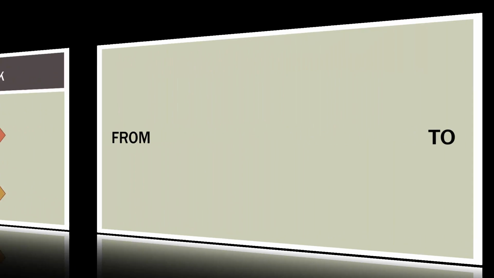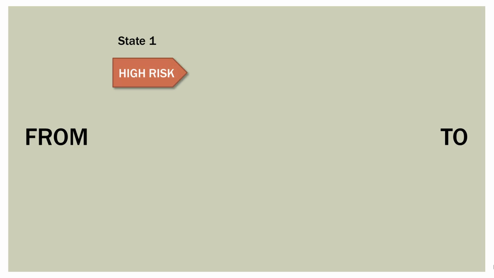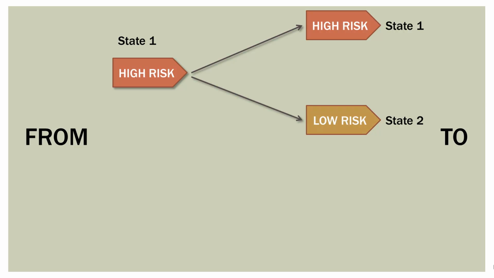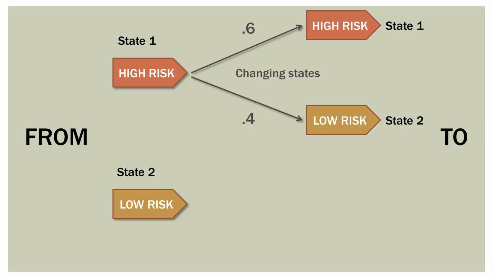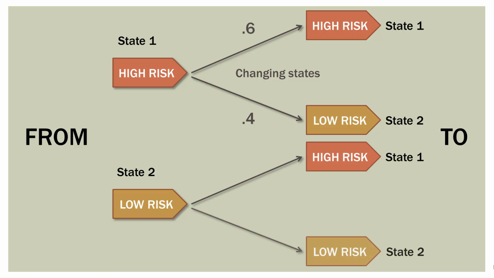So let's put these together. So we start in high risk. We can go either to high risk or low risk. Then we have the probability of 0.6 and 0.4. Notice that those probabilities add up to 1. Or we can be in low risk right now. That means we can move to high risk, or we can move to low risk. And those probabilities are 0.15 and 0.85.